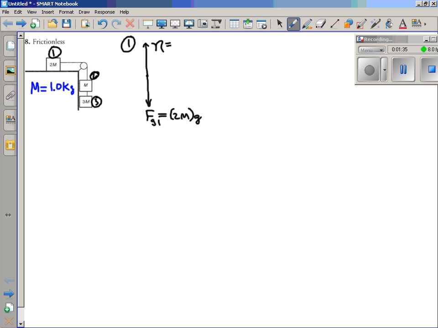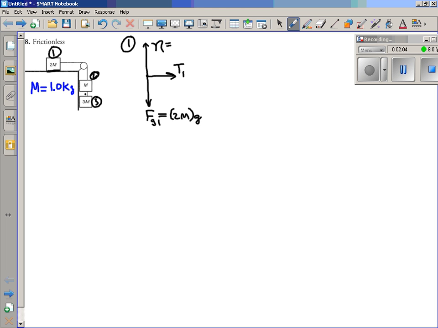In the horizontal direction, we have tension that's acting like this. And I'm going to call this tension 1, since there will be another tension that will be found in the string down between m and 3m down in here. So this tension 1 describes the force exerted by the string on mass 2m.